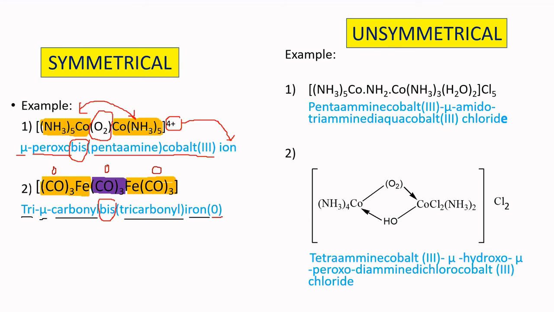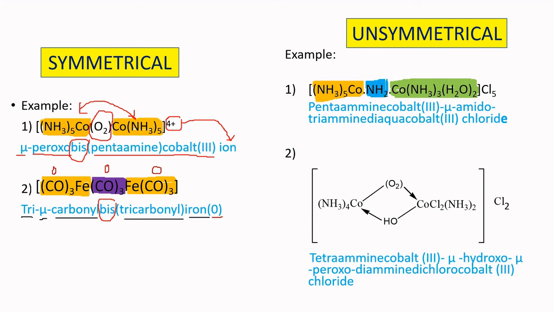Okay, let's take a look at how we can name the unsymmetrical complexes. What does it mean by unsymmetrical complexes? It is when the two sides are not the same. If you look at the side here, this is the first side. This is the second side. Their ligands are not the same. But you know there is a bridge in the middle between the two metals here. So this is the bridge.